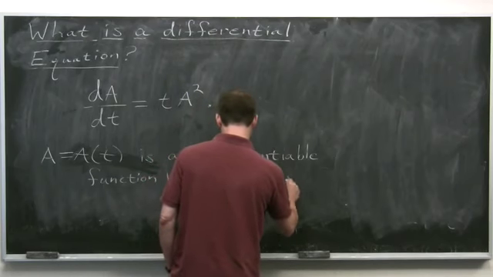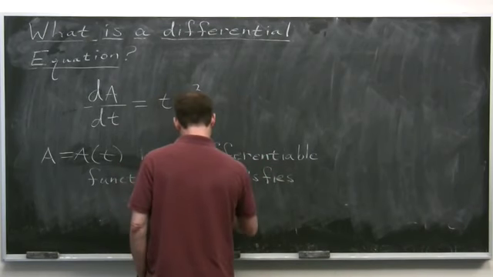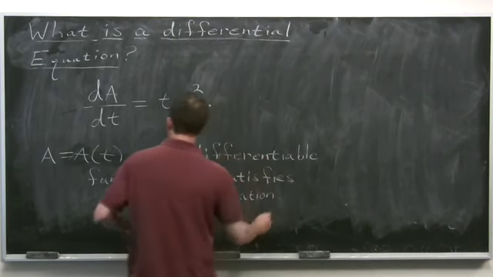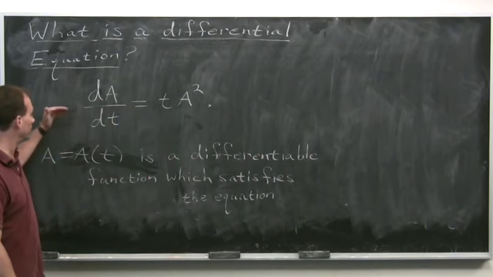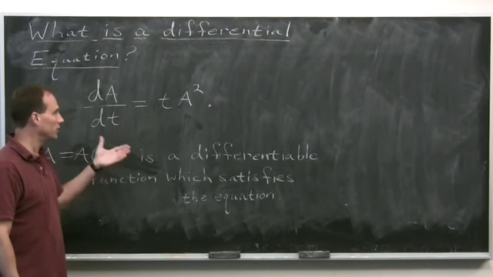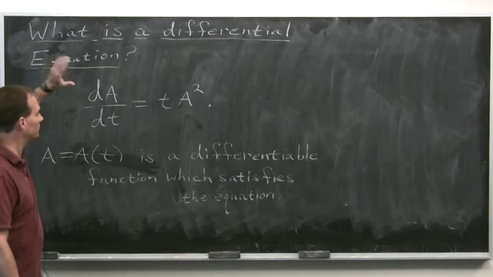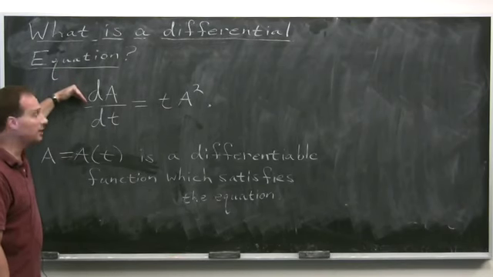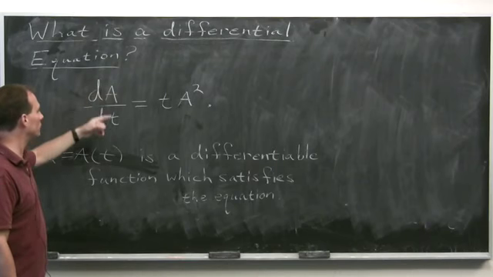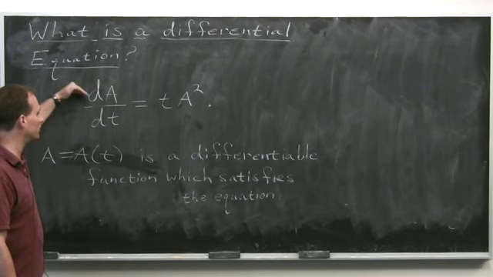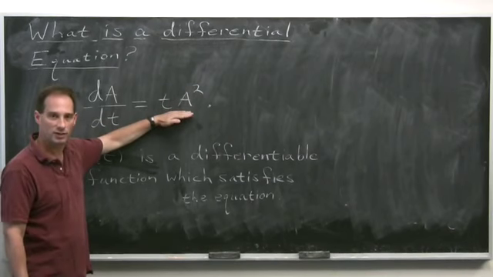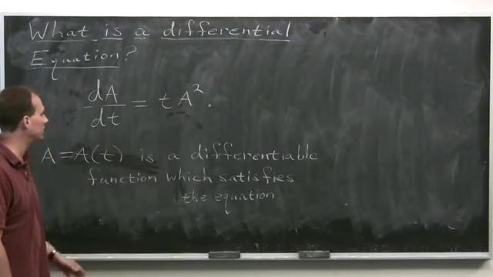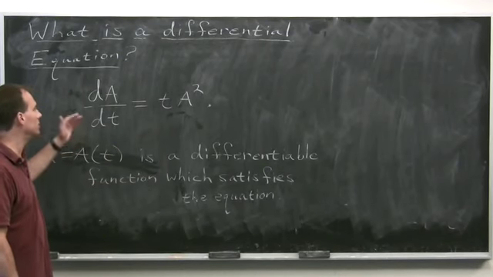So a differential equation is an equality of functions, in this example, functions of t. A solution to this says that A is a function of t such that dA/dt, the derivative of A with respect to t, which is another function of t, always equals this function of t. What function of t is this? The one you get by taking that A and squaring it, multiplying times t.